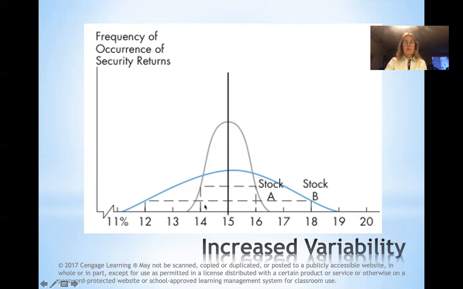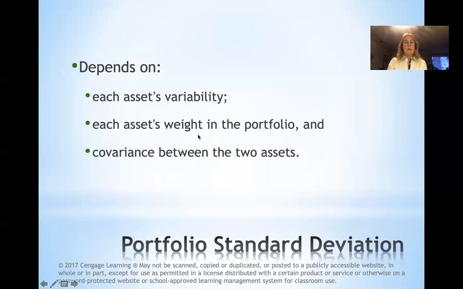So this is not a very risky stock. Stock B, you could make 19% or only make 11%. Neither of these stocks are really very risky because they're not even showing a negative return. But in any event, stock B is riskier because it has a wider distribution. All right.